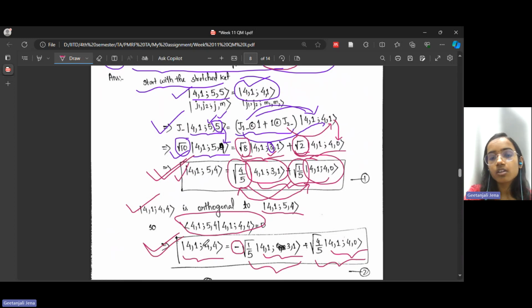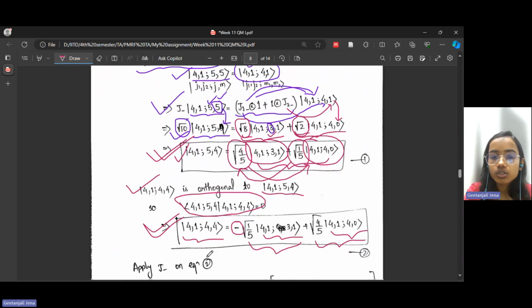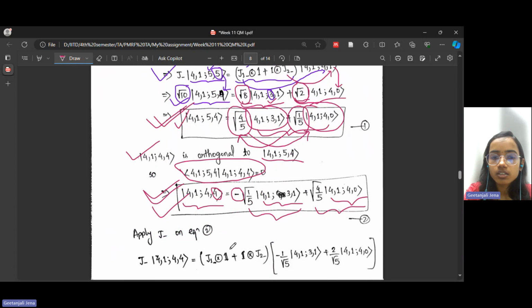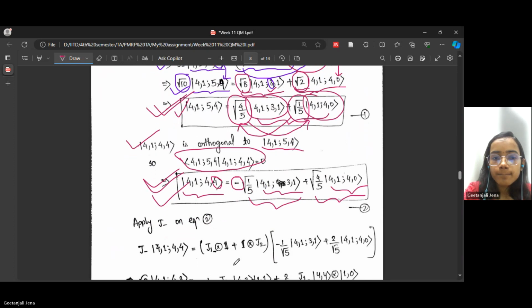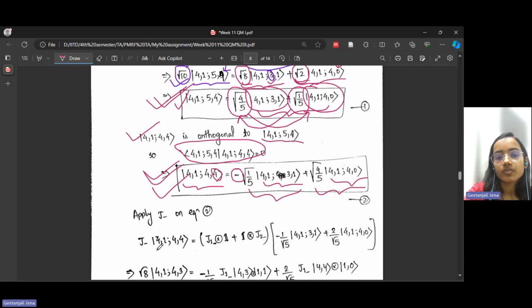Now you already got the expression for 4144. Now what you can do to get the value of 4143, the question is asking about 4143. So you can act a lowering operator here. Okay, so if you act a lowering operator, the value of m will get changed from 4 to 3. So this is how you can approach.